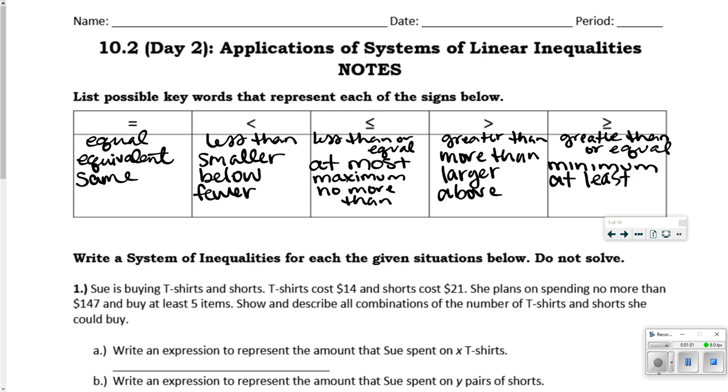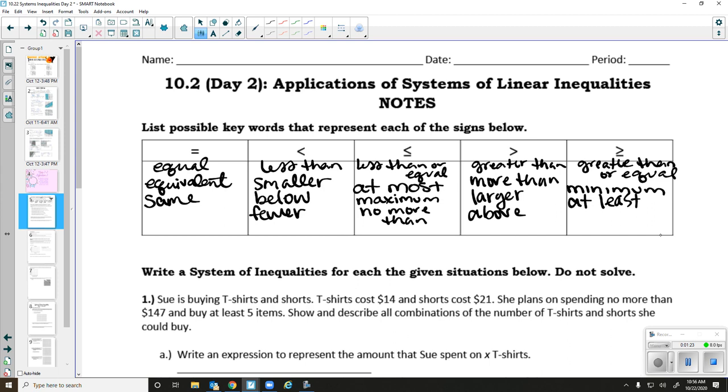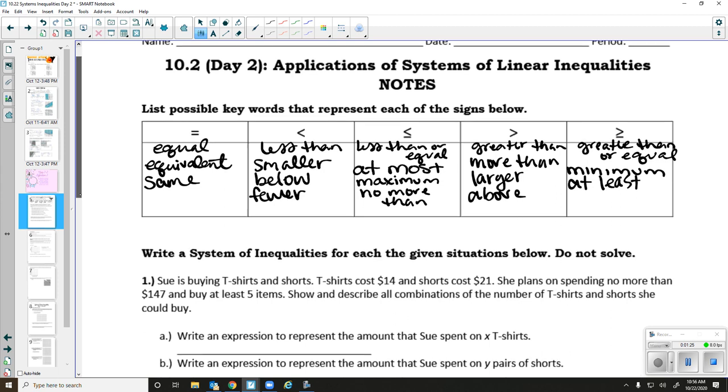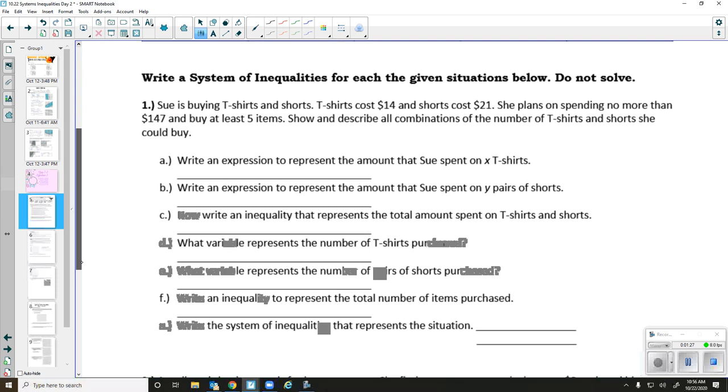Okay, so that's just a quick list. Are there more words in this? Of course. But that's just a few to go off of. These writing inequalities, that shouldn't be the first time we're doing it. What is new for y'all is writing a system of inequalities, which means it's one word problem that produces two inequalities.